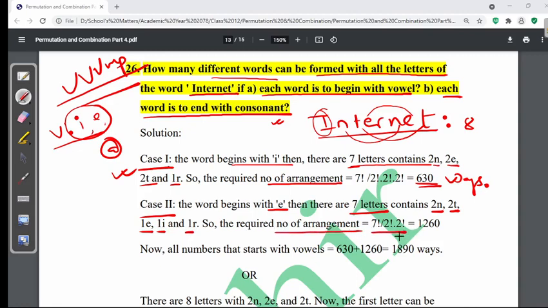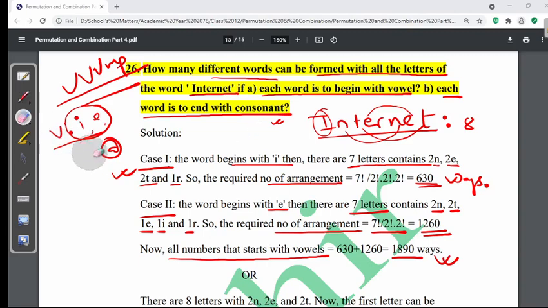The total number of arrangements is 7 factorial by 2 factorial times 2 factorial, which is 1260. All words that start with the vowels E and I: adding both conditions gives 1890, the required number of ways of arrangement. This is the solution of the first part.